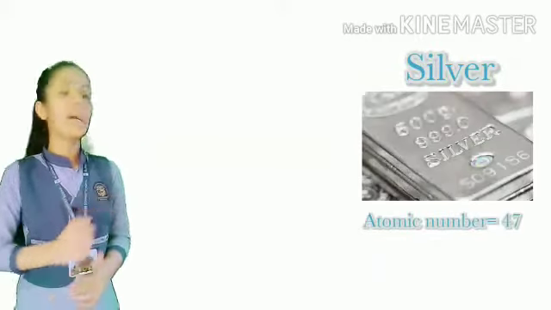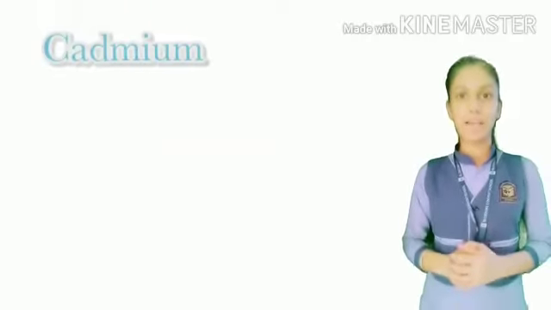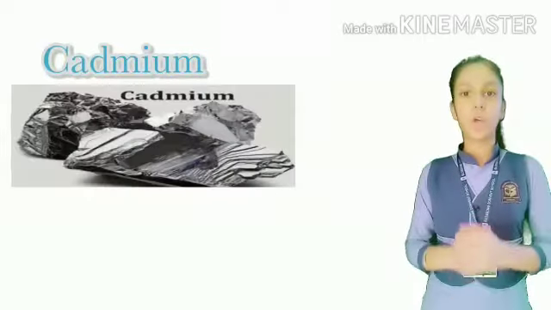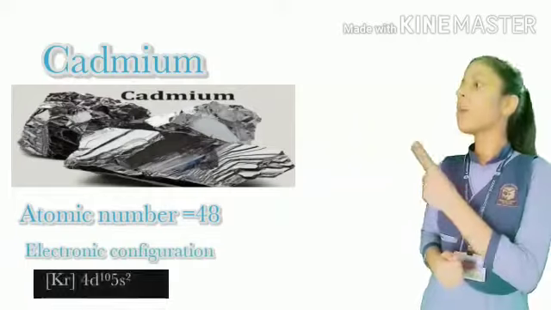The ninth element is silver. Its atomic number is 47 and its electronic configuration is krypton 4d10 5s1. The tenth element is cadmium. Its atomic number is 48 and its electronic configuration is krypton 4d10 5s2.